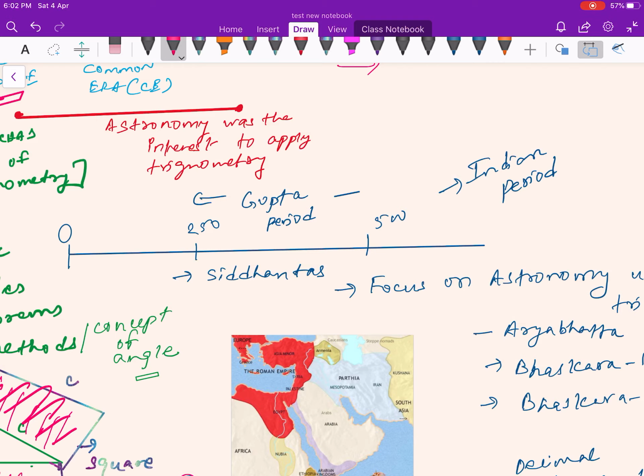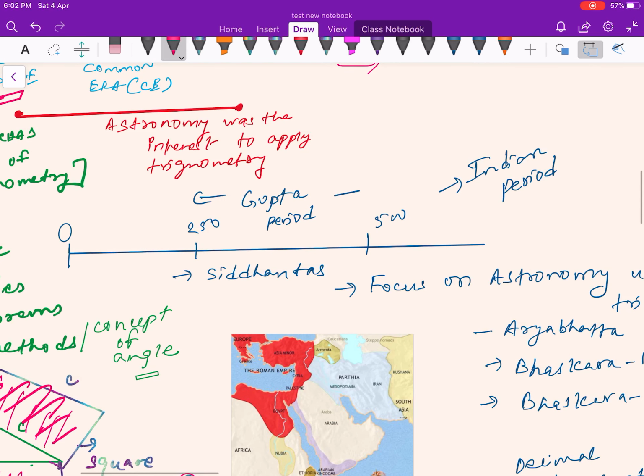Moving forward, the Gupta period is when you had all these folks from ancient history who were very active between 250 and 500 AD, and that's where a lot of applications of trigonometry to astronomy came into the picture, like I said.